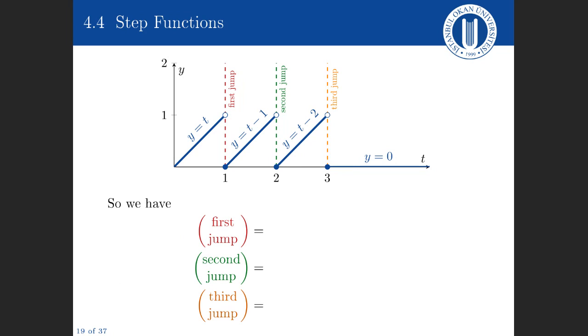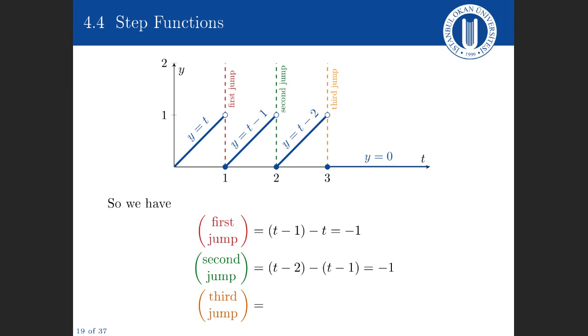What happens at the first jump? The function on the right is t minus 1, and the function on the left is t. So we're going to be calculating t minus 1 on the right minus t on the left, and that's equal to just minus 1. At the second jump, the function on the right is t minus 2, and the function on the left is t minus 1. So the second jump is minus 1. We go down 1. That makes sense.